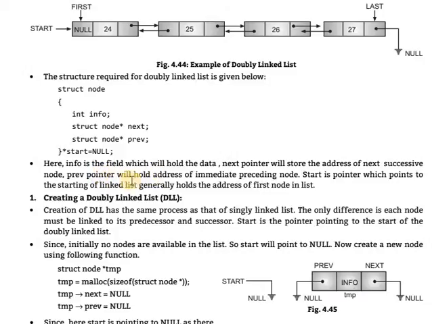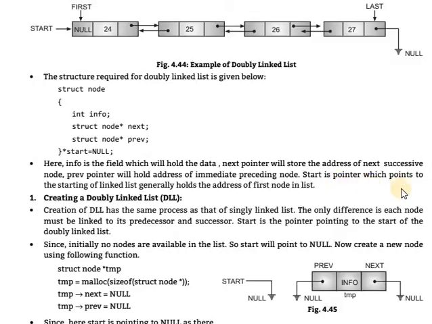In the prev pointer, what does next mean? The address of the next successive node. In the next pointer we store the address of the next element, and the prev pointer will hold the address of the immediately preceding node. Preceding means before, immediately before. So the prev pointer holds the address of the node that comes before.